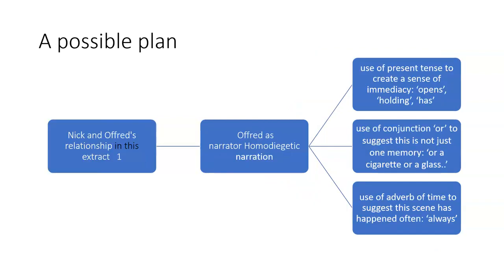And this is in the extract, okay? And here's point one. In the extract, Offred is narrator. It's a homodiegetic narration, and these are the three things that lead you to that, okay? So you've got the use of present tense, the use of conjunction, and the use of adverb of time. And you've got your quotations in there as well. So you've got those three things that you would use to expand when you're writing about the narrative voice. And of course the narrative voice is one of Atwood's methods that she uses. So it's a really interesting and fruitful line to go down. So there's point one.